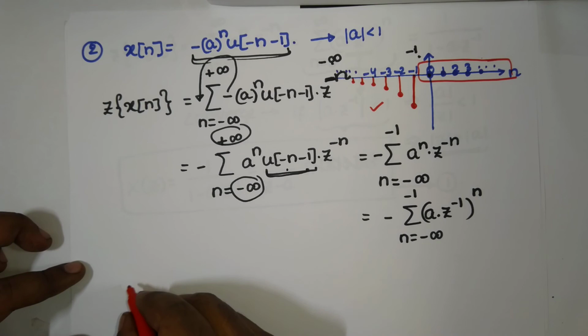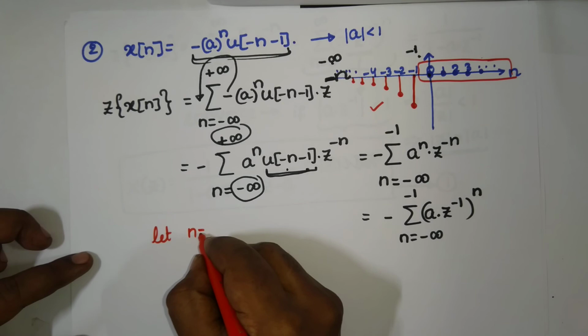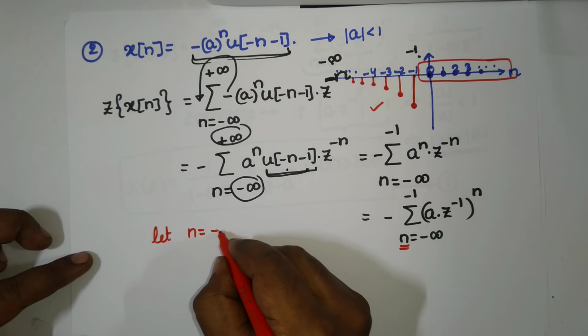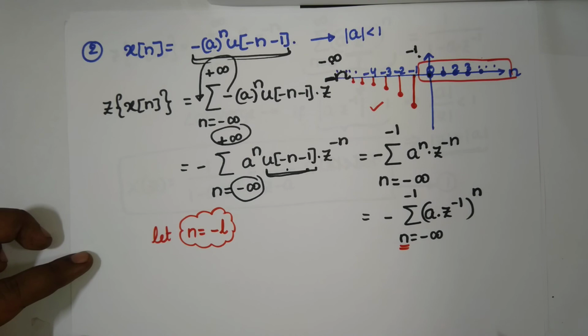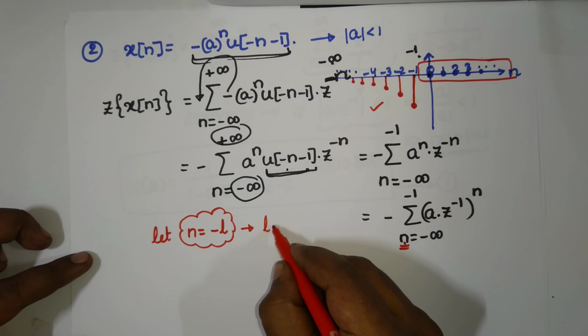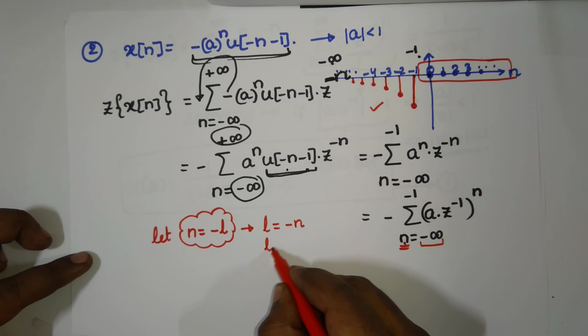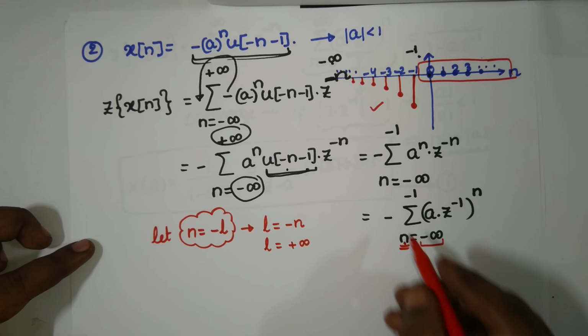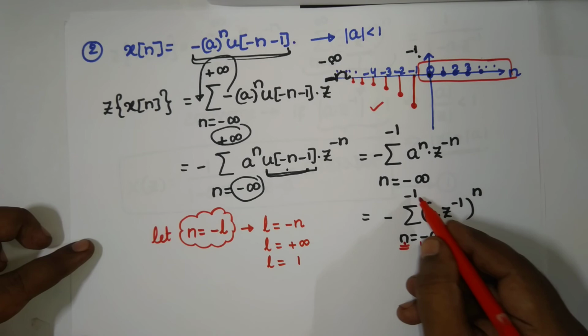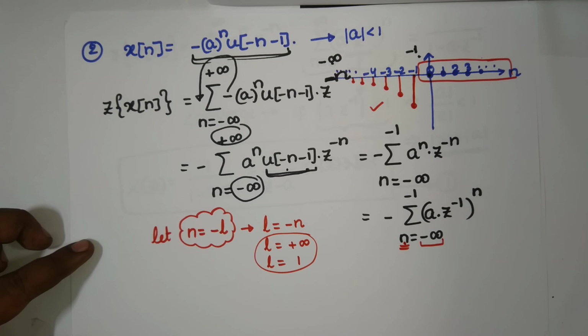For that, let this index n be some minus l, let n equal to minus l. If n is equal to minus l, I want to change the limits from n to l, so l is equal to minus n. If you plug in this limit here, now it becomes l equal to positive infinity, right? So minus of minus. And this becomes l equal to 1, minus of minus 1, so that becomes l equal to 1. So see, in the discrete sense I can go from infinity to 1 this way, or 1 to infinity, doesn't matter, end of the day we take the sum, right?